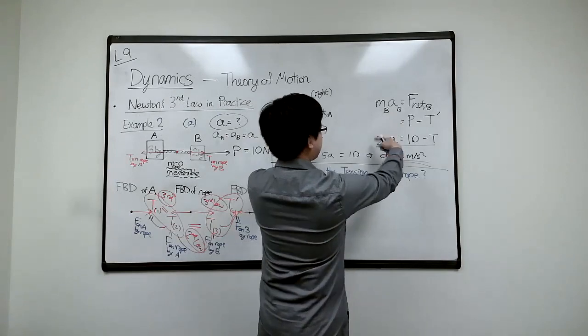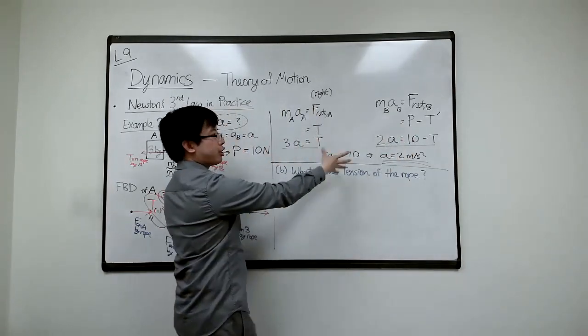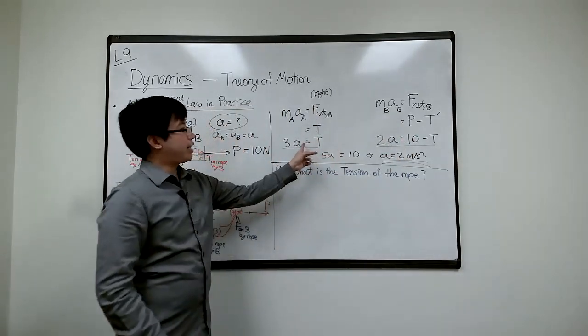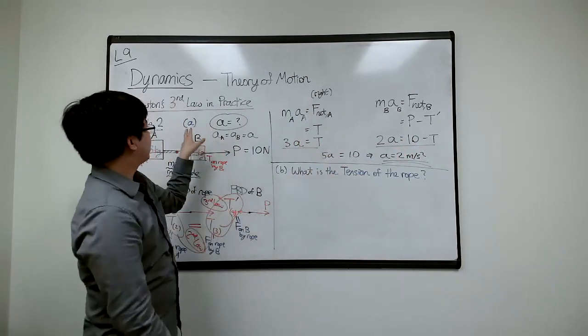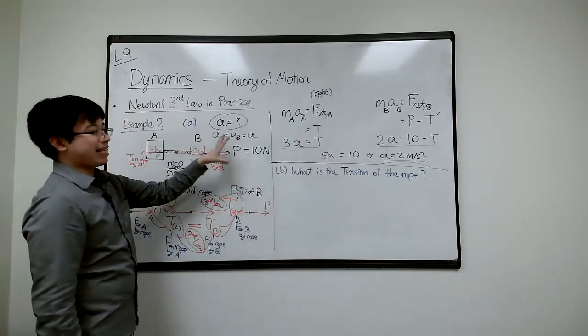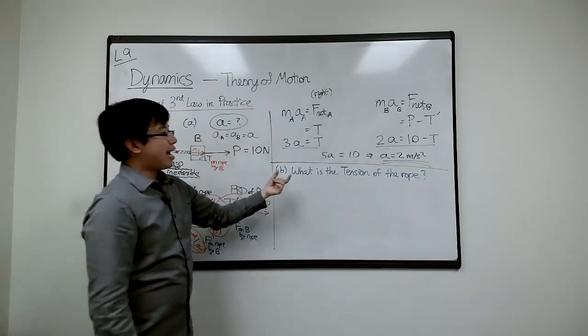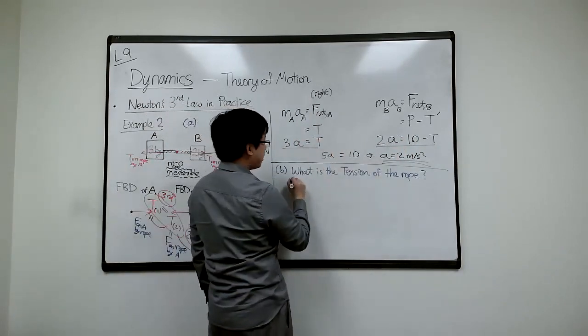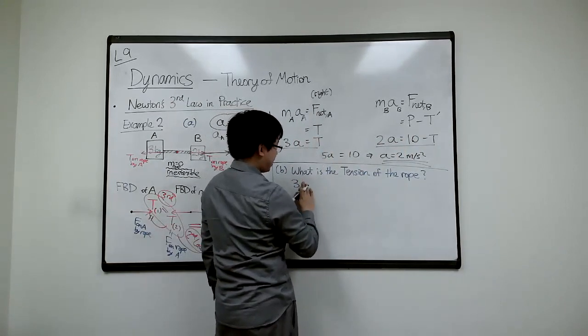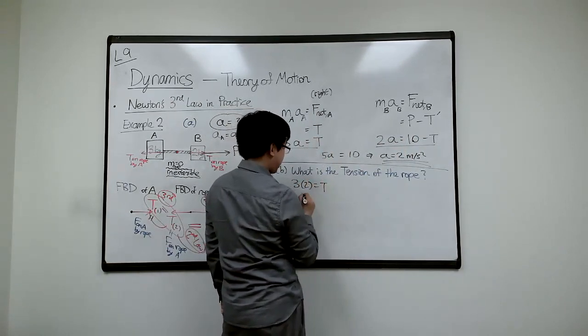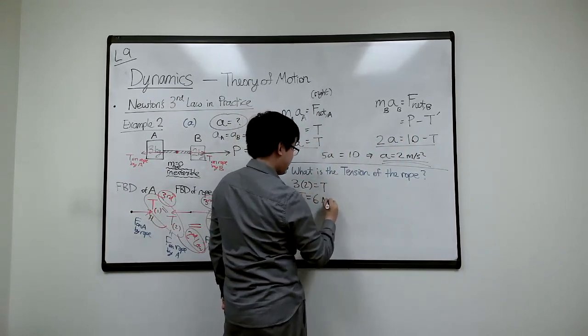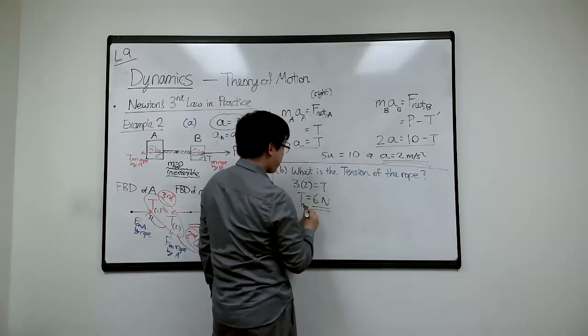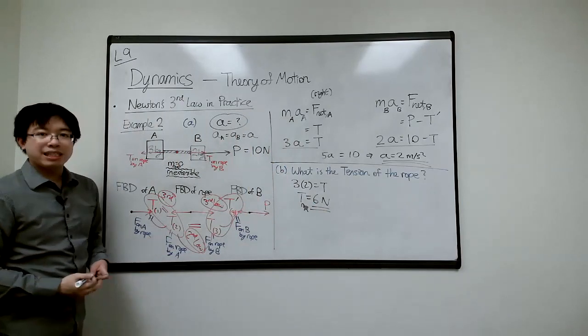You have the same analysis down to over here. You have 2 equations. Now you can solve for T, or you can solve for A first. Usually that's the case. Part A asks for the acceleration of the whole system, and part B to solve for tension. Now you can just take this and plug it back in. So you go 3A, in this case, 3 times 2 equals 6. So the tension is 6 newtons.